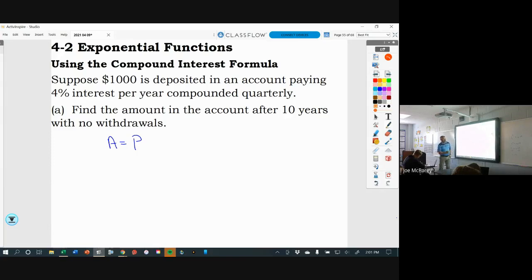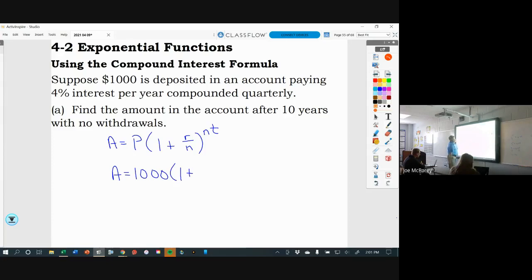Times 1 plus the interest rate divided by the number of times a year that it's compounded, raised to the number of times it's compounded a year times the number of years. Where does the 1,000 go? The 1,000 goes at P. Okay, so we're looking for the after, right?